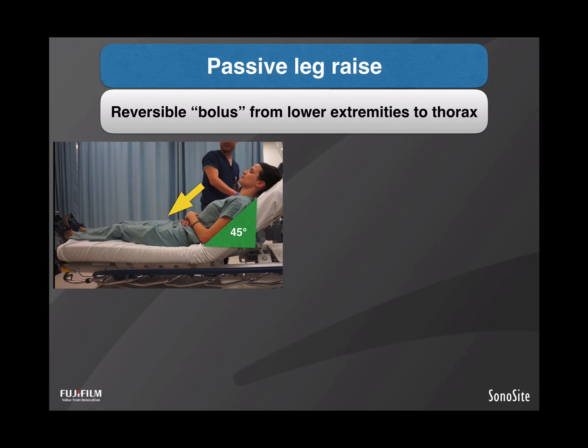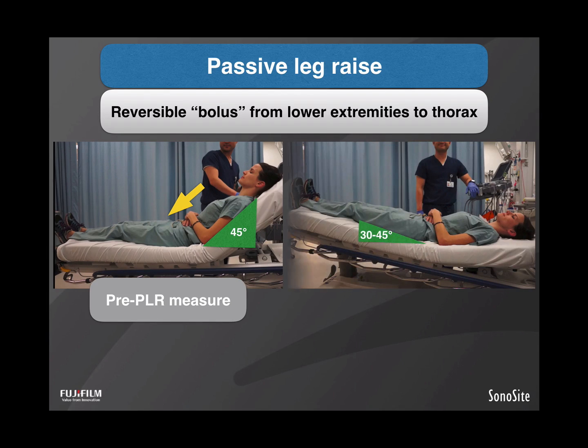Note that the blood is actually pulling away from the thorax to the lower extremities. And we'll do our initial baseline measurements here with the patient in this position. Then we'll place the patient so that his or her thorax is parallel with the ground, and we'll raise his or her feet about 30 to 45 degrees. And what that achieves is an auto bolus from the lower extremities, about 300 to 500 cc's, to the thorax.